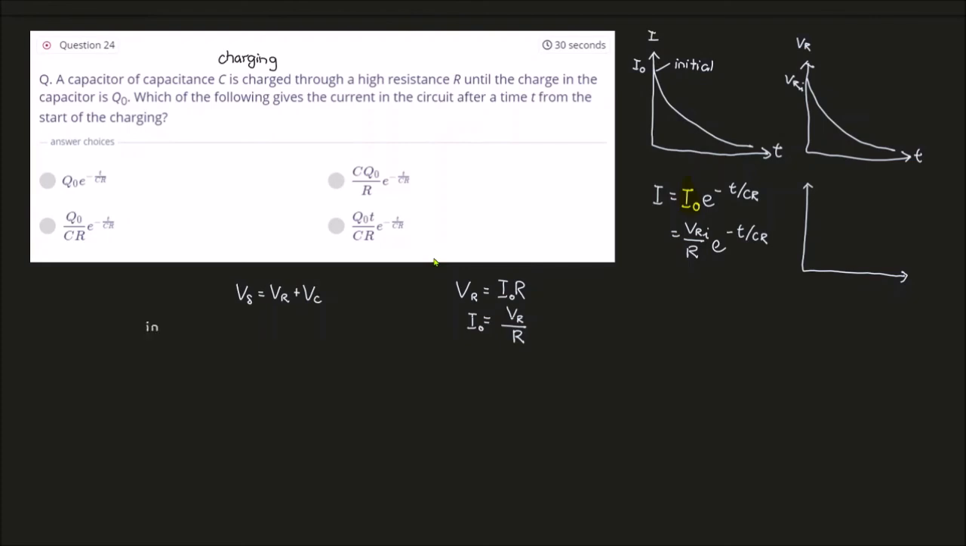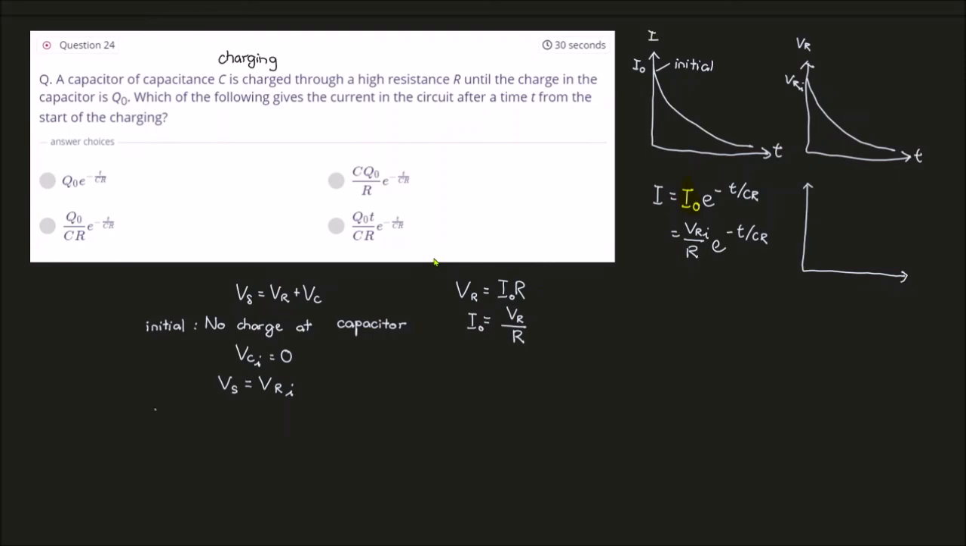At the initial situation, there's no charge being stored at the capacitor. So the voltage across the capacitor, Vc initial, should be equal to 0 because Q is 0. There's no charge at the capacitor. So in that case, Vs will be equal to VR initial. And that's what we write here.